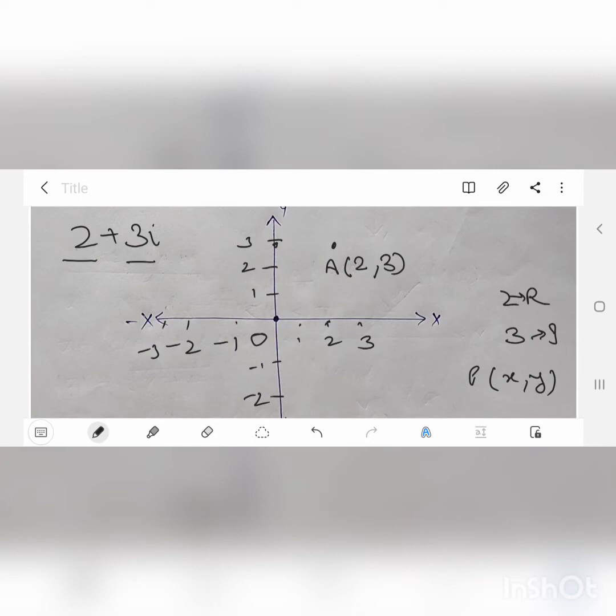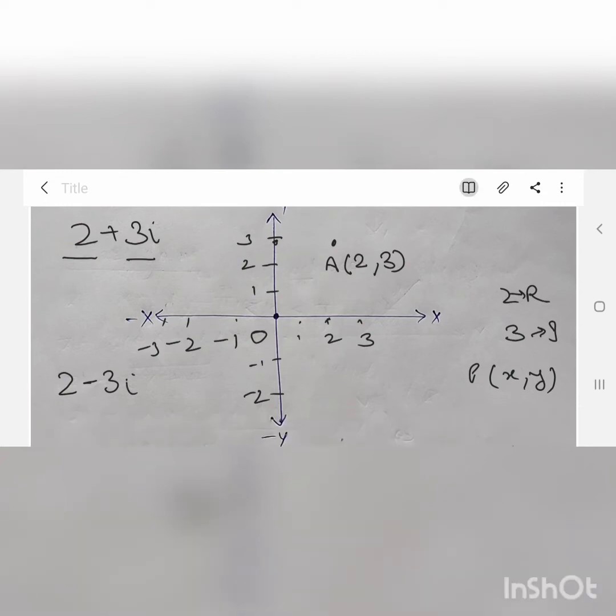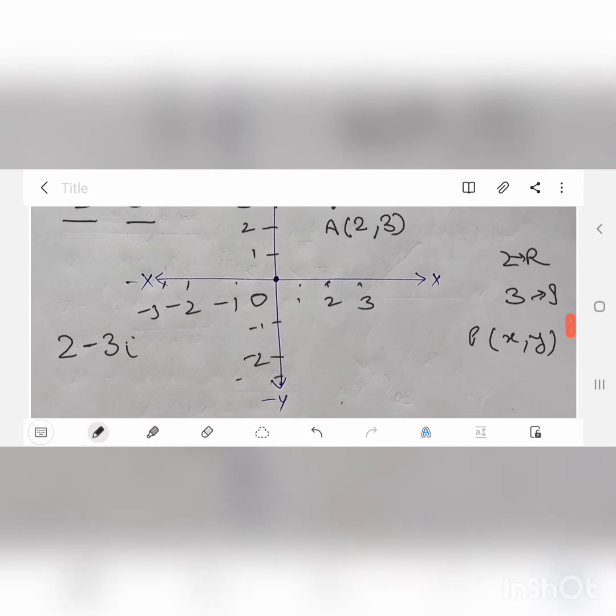Next example, 2 minus 3i. Here 2 is the real part and minus 3 is the imaginary part. Then we take the point, this is point B, represented as (2, minus 3). So we have studied how to represent complex numbers on the complex plane.